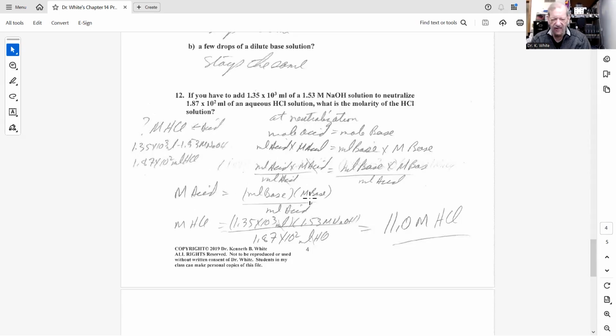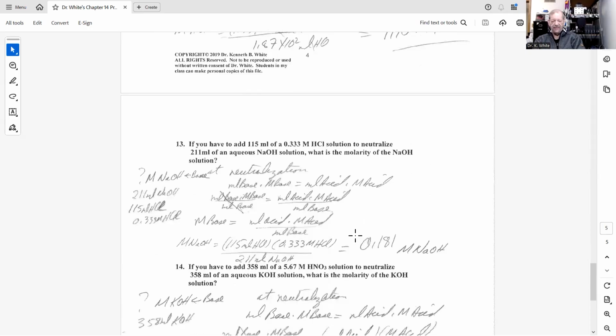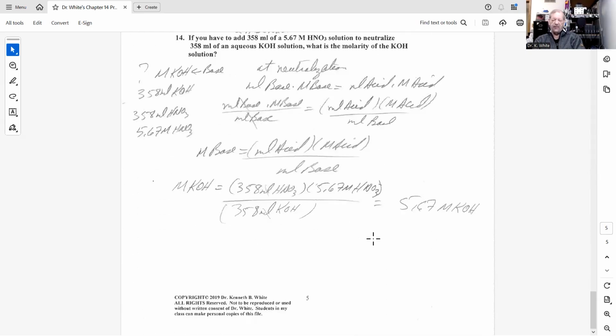Notice milliliters cancel out, we're left with molarity. Put the numbers in. Remember, use proper significant figures, 3, 3, 3, so I have an answer of 3. And that's how you do it. And I have some other examples for you to look at.